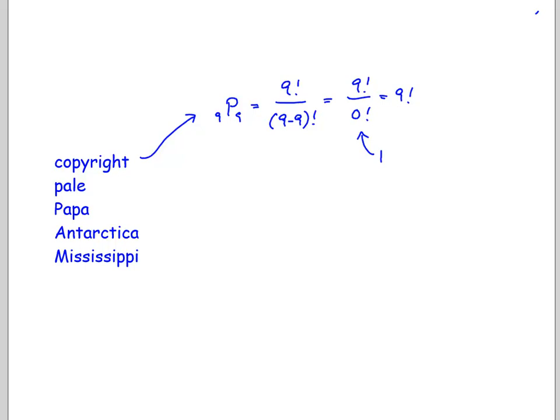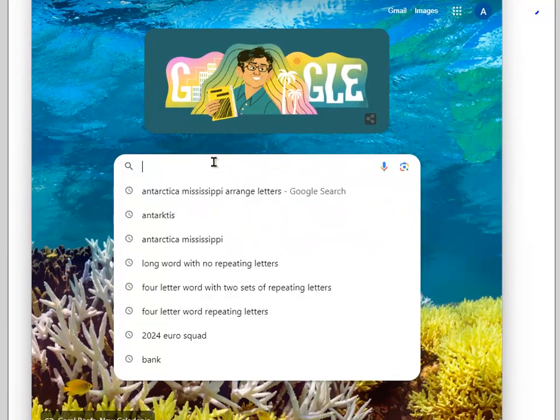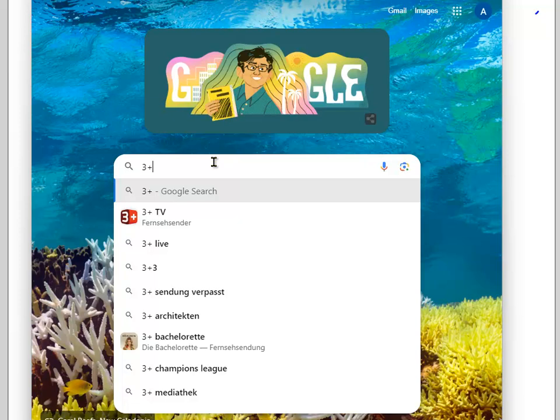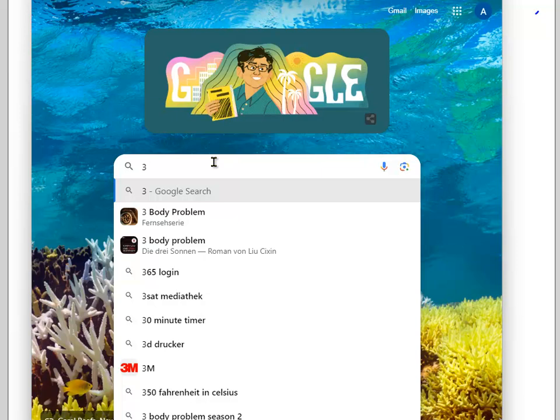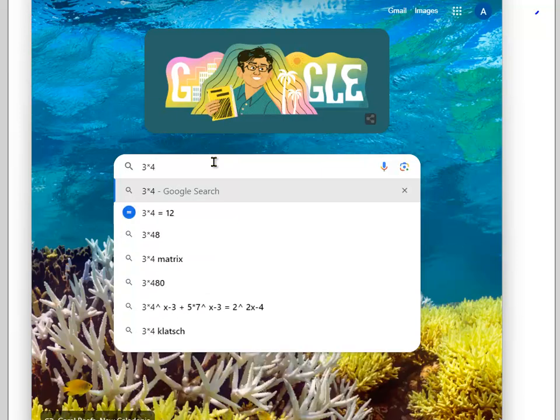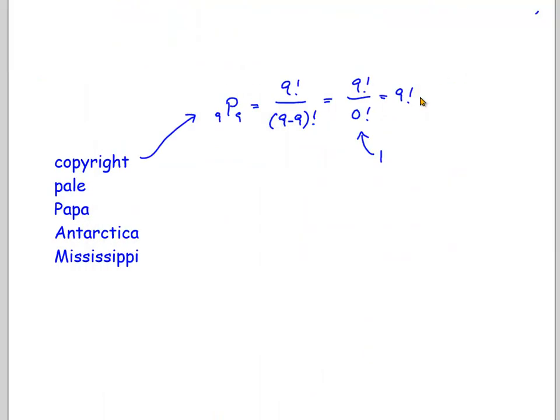I'm going to turn on the calculator again. I used my own calculator earlier, but here's the Google calculator. All right. So here we go, we have 9 factorial. There it is, 362,880. We did have that before. There we go. Possible combinations.